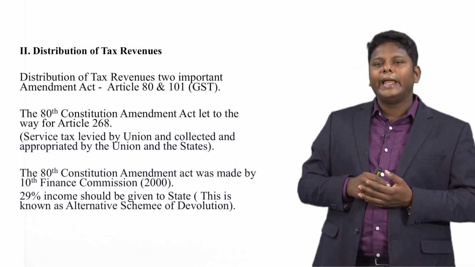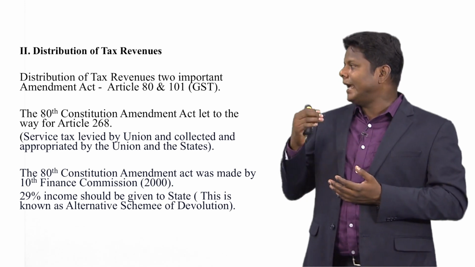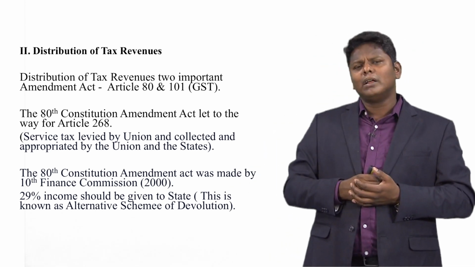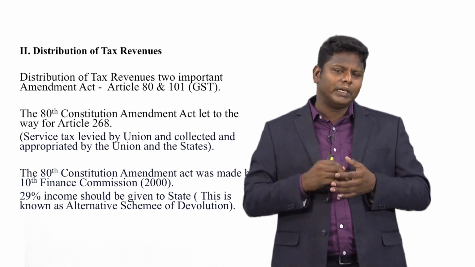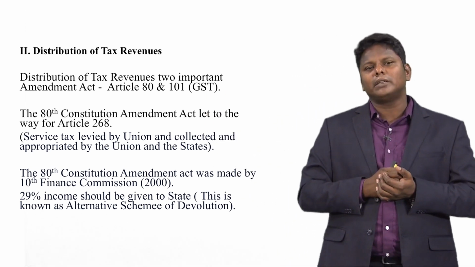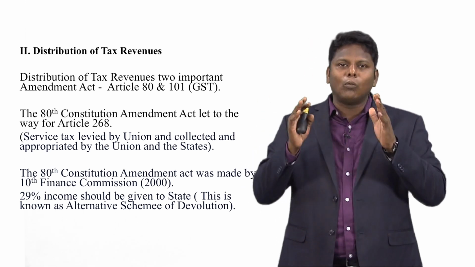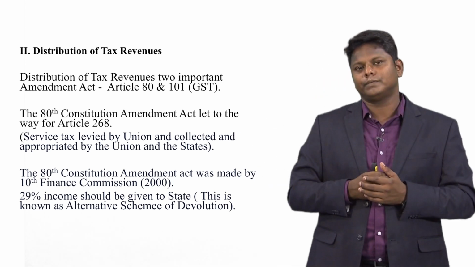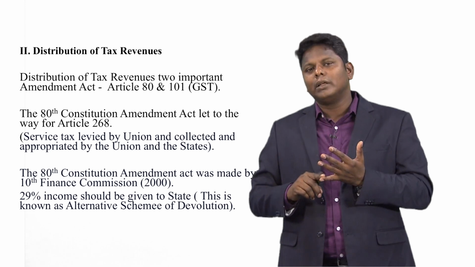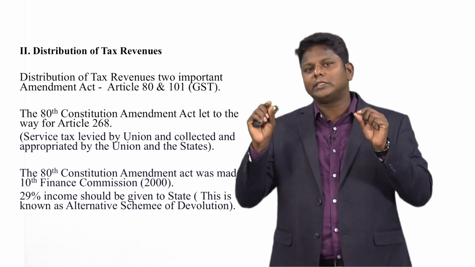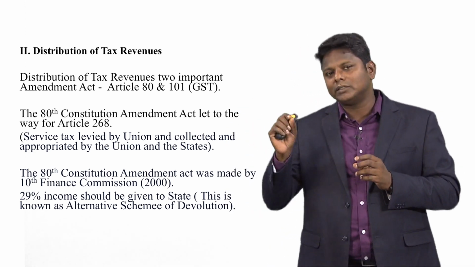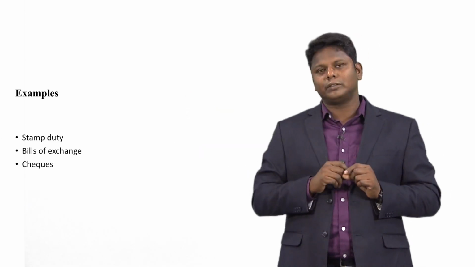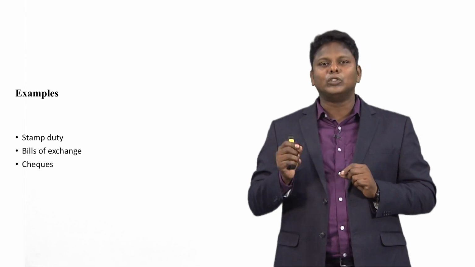Article 268 explains the third category, taxes levied by the center but collected and appropriated by the state. What does that mean? According to Article 268, the role of the center is that they can only levy the tax. They have no role to play to appropriate and collect the tax from the public. The role of the center is they can just fix the rate, that is it. They can just fix how much money can be collected as tax. Whereas the role of the state government is they can appropriate and collect those taxes. For example, stamp duties on bills of exchange, checks and so on. These are a few examples.